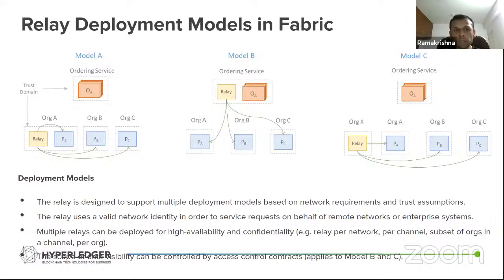The reason this model works is because our relay is a trustless service. It does not actually matter which organization it belongs to. We don't trust it for anything other than availability really.